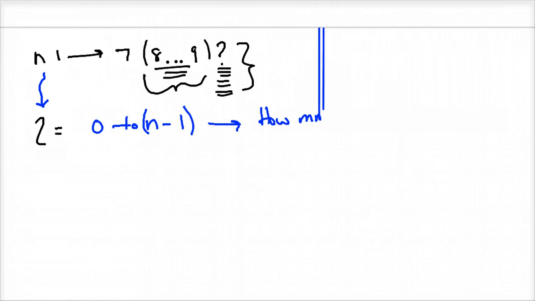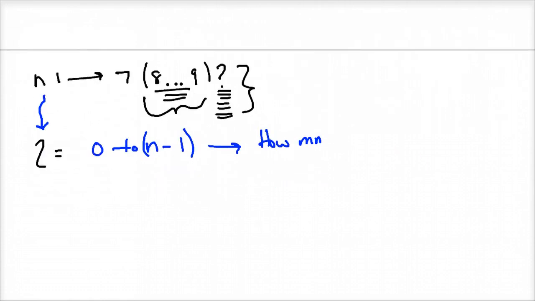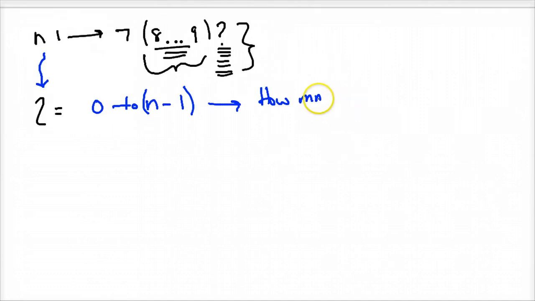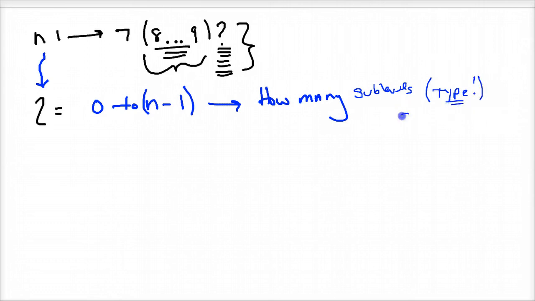Oops, that didn't work out. Let's go back. How many sublevels, and of course the type, the shape? All right, now let's go back to a thicker pen. I didn't like that. All right, so what does this mean?